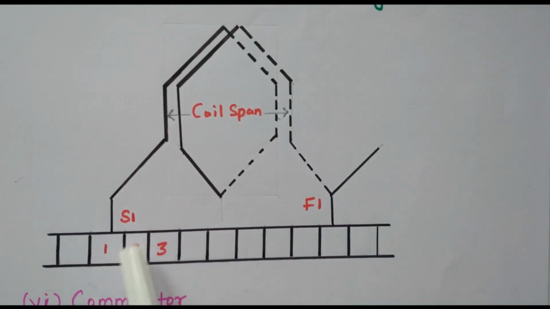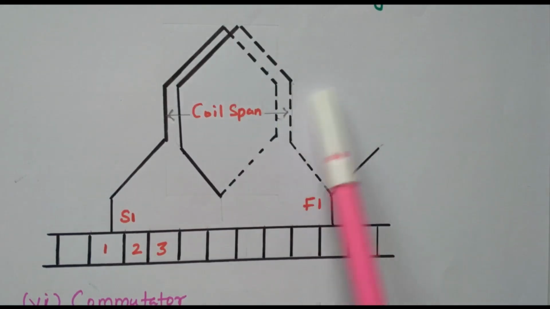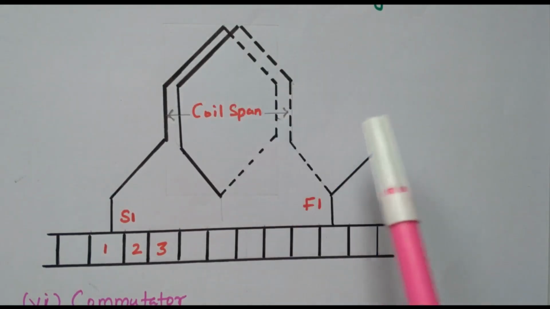Start 1 means it will end with the second slot immediately. Start with the second slot means end with the third slot immediately in the previous case. But here you start here, if 6 poles are available, it will go like a wave six times and finish at another point.